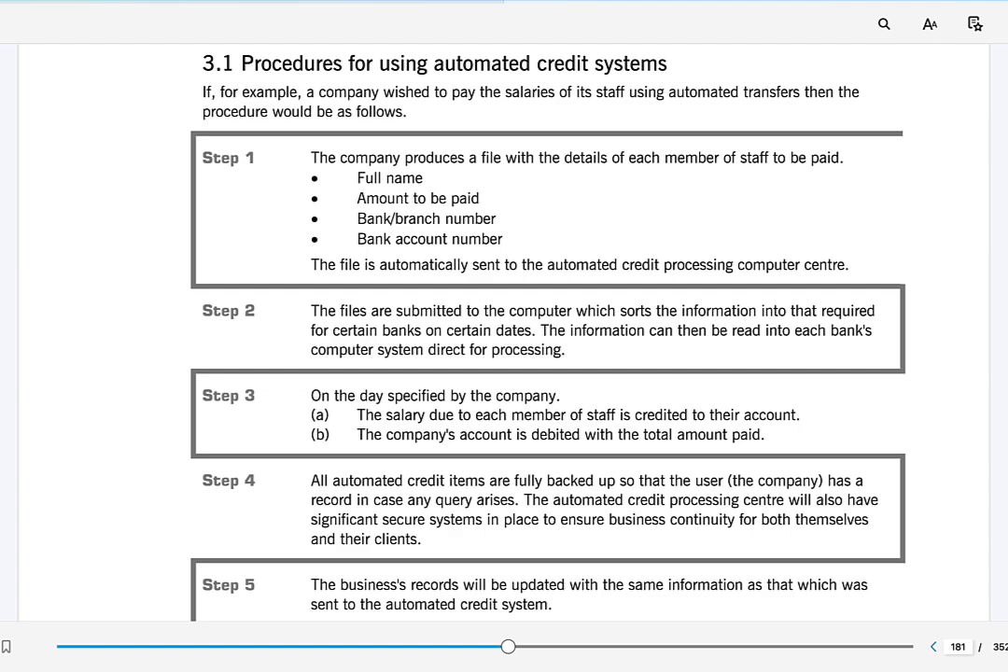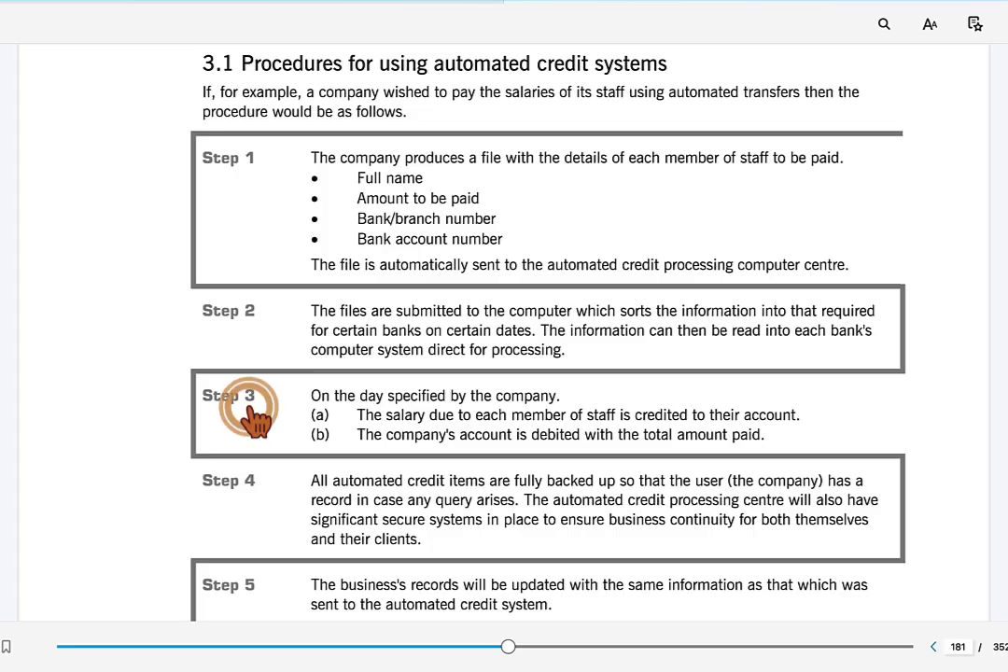Step 2 summary. Step 2 is sending the payroll payment file into the bank system. It is like giving the bank official instructions to pay employees. The bank receives it, checks it, and prepares it for payment processing. Now we move to step 3.